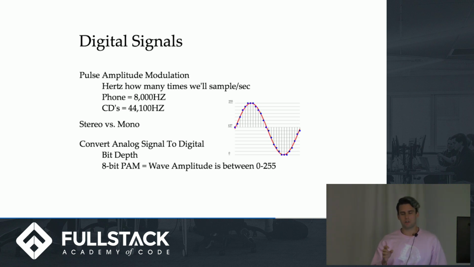CDs are sampled 44,100 times per second. This is due to what's called the Nyquist-Shannon theorem, which says that you should sample an audio source 2 times the maximum frequency that you're trying to achieve, which in the case for humans is 20,000. CDs would then need to be sampled 40,000 times per second.